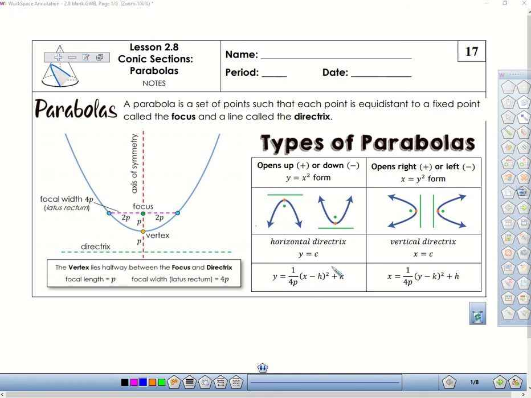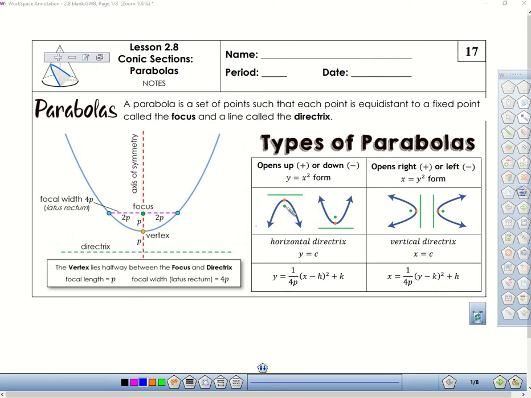So like I said, we're going to be talking about the focus and the directrix of a parabola. And then there are 4 different types of parabolas we're going to be looking at. Ones that open downward, upward, to the left, and to the right. And as you can see, the focus and directrix change location based on this information.